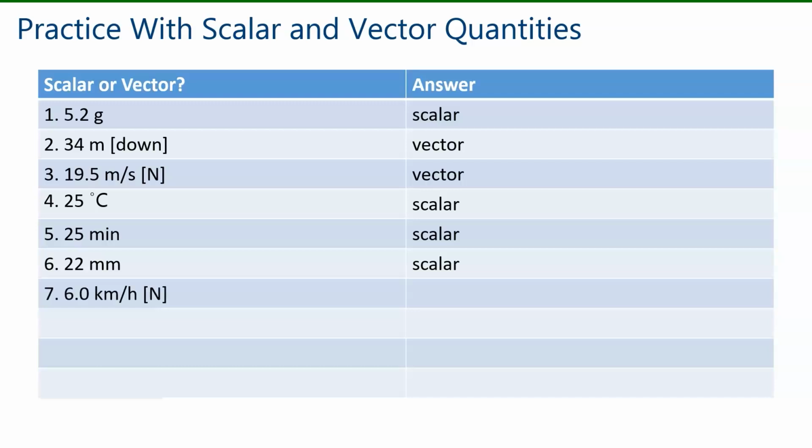Number 7 is 6.0 kilometers per hour north. This one's a vector quantity because it has both magnitude and direction. Next, we have 5,000 meters west. This one's also vector. It has both magnitude and direction. Next, we have 60 seconds. This one's scalar. It does not have direction indicated. And last, we have 32 kilograms. And this one's scalar as well. It has magnitude, but it does not have direction.